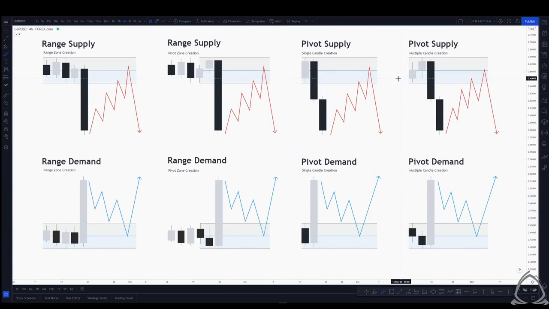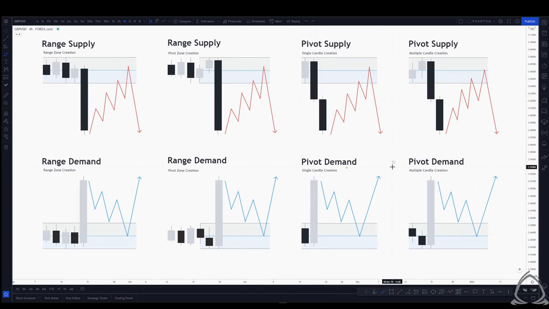If we're going to be marking out our pivot supply zone, we would be using the pivot candle that created that sharp move to the upside and then followed that expansion to the downside. Or on the demand side of things, we would be marking out the sharp move to the downside before that rapid move to the upside. And again, we would be marking it on the bullish candle before the bearish move, or the bearish candle before the bullish move.